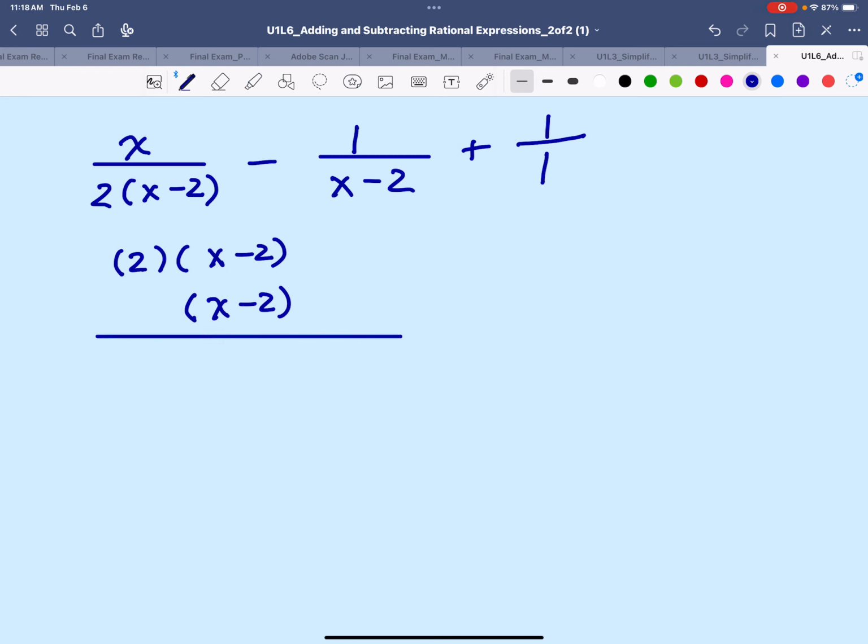And now we're ready to state the lowest common denominator, which is found by bringing down every factor. So we have a factor of 2. And then we have a factor of x minus 2. Since it is common, we only list it once. And that would be the lowest common denominator in our case.